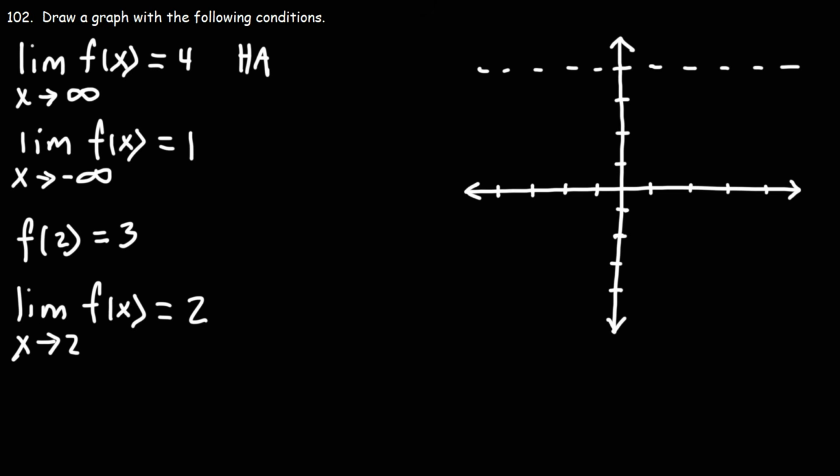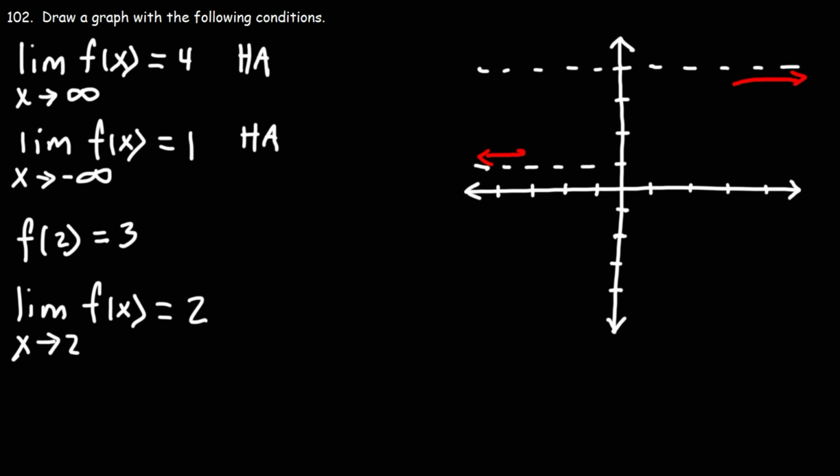Now, as x approaches positive infinity, that means as the curve goes to the right, y is going to approach 4. So it's going to do something like that. Now we have another horizontal asymptote. The limit as x approaches negative infinity, so to the left, we have a horizontal asymptote at y equals 1. So we know, at least on this side, it's going to be horizontal.